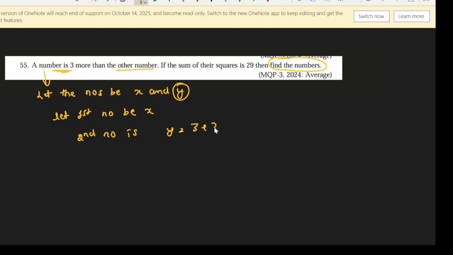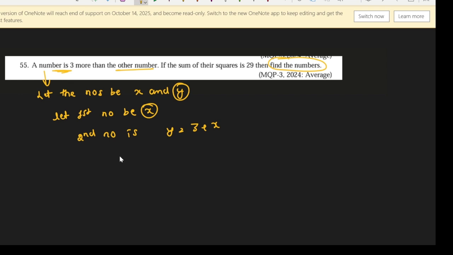So like this. If I have to give an example, if the first number is 1, 3 more than that, the second number will be greater by 3. So the second number will be 4. How will you represent this 4? 4 is nothing but 1 plus 3, right? In the same way, they are just telling that y is greater than x by 3. That's all. A number is 3 more than the other.